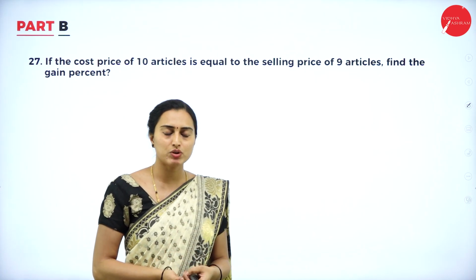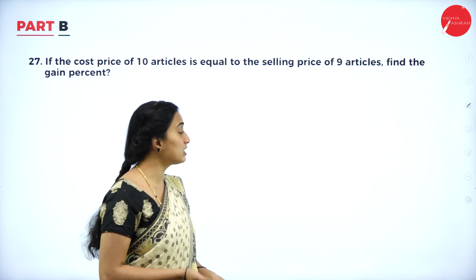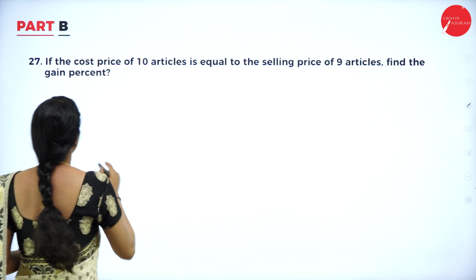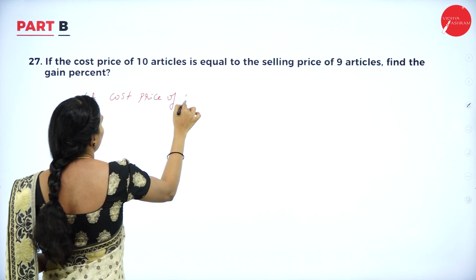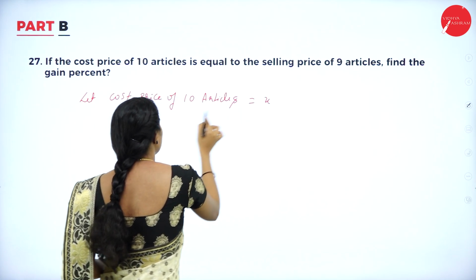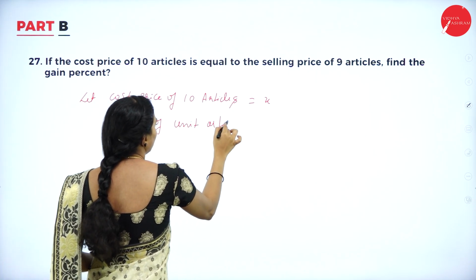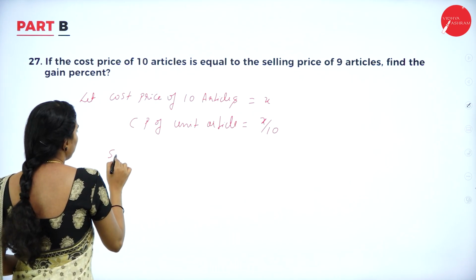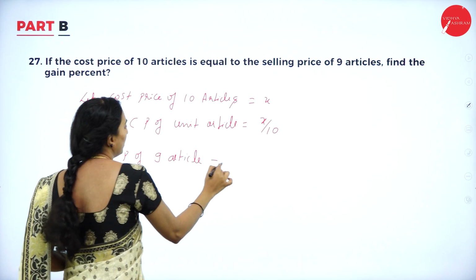Okay, dears, we'll be moving on to the next question, which is question number 27. Now what they've asked: if the cost price of 10 articles is equal to the selling price of 9 articles, find the gain percentage. So let me take it as, let cost price of 10 articles be equal to x. Therefore, CP of unit article, that is one article, right? Unit article is equal to x by 10. Similarly, selling price of 9 articles is also x, because they have given them equal.